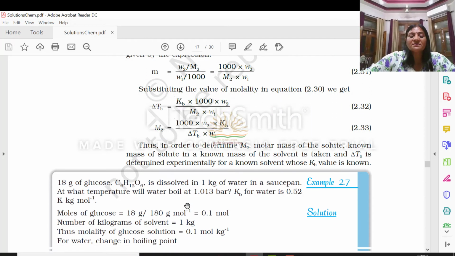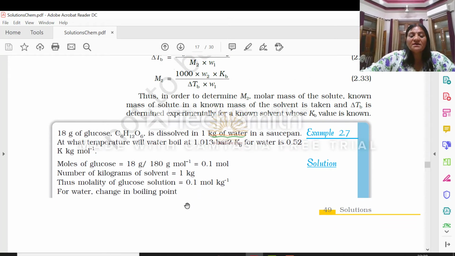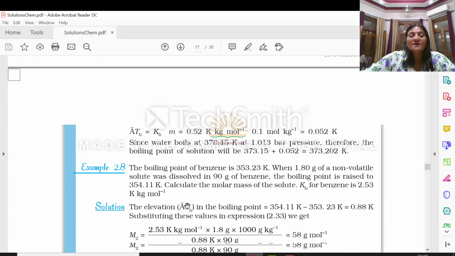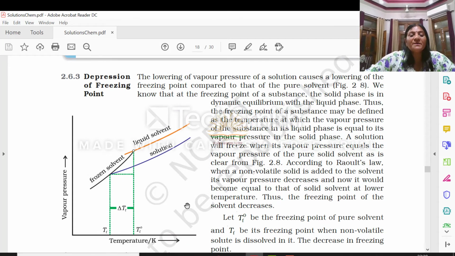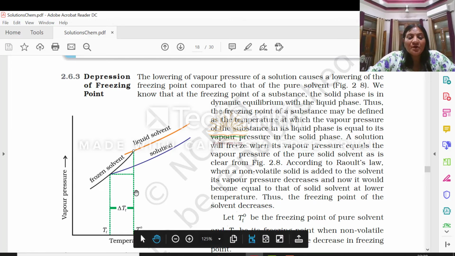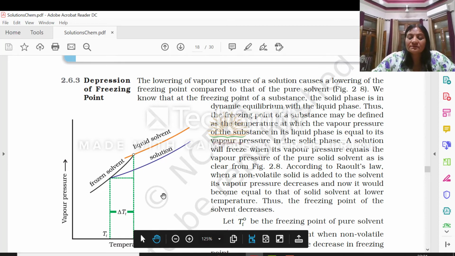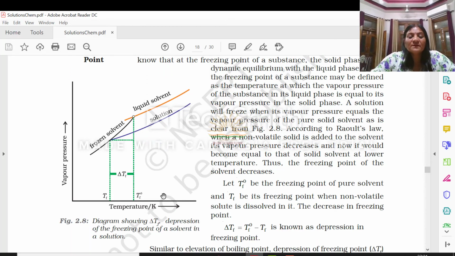Repeating the content for your better understanding. Now the next colligative property, depression of the freezing point. The difference in the freezing point of the pure solvent and the freezing point of the solution containing non-volatile solute is called depression in freezing point.